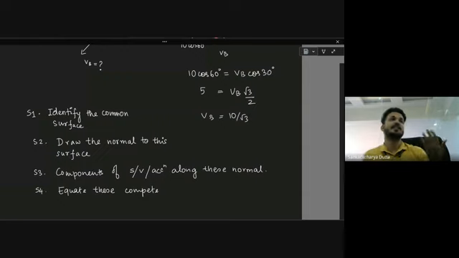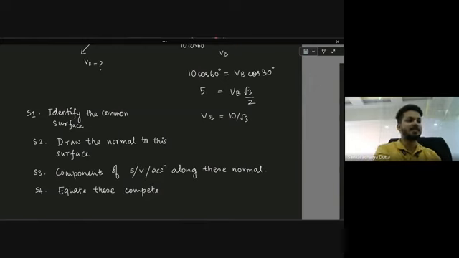So what are the 4 steps I followed during this question? Well, I first identified the contact surface. Then I drew the normal to this surface. Then I found out components along this normal direction. And then at the end, I just equated the 2 components and said, yeah, this is correct. Now this can happen for all displacement, velocity and acceleration concepts.